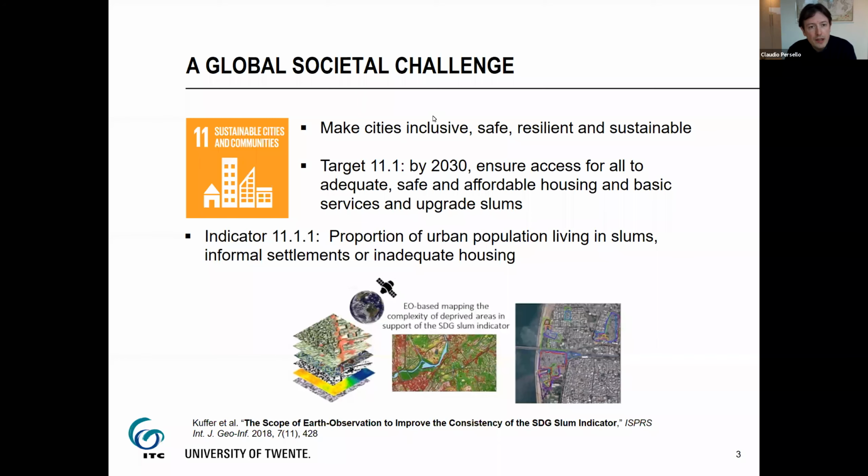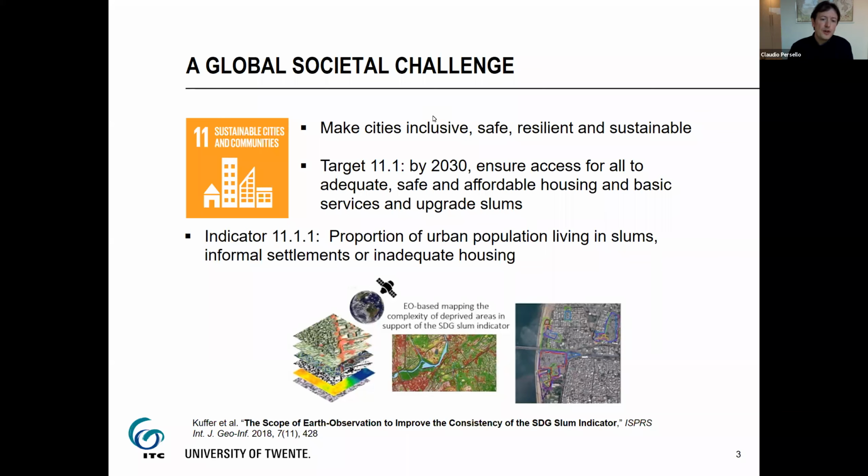Urban poverty and informality is also a global phenomenon, a global societal challenge, which is also recognized by the UN Agenda for Sustainable Development. And in particular, the SDG 11, which is aiming at making cities inclusive, safe, resilient, and sustainable. Target 11.1 is looking specifically at slums, and asks countries to ensure access for all to adequate, safe, and affordable housing and basic services.